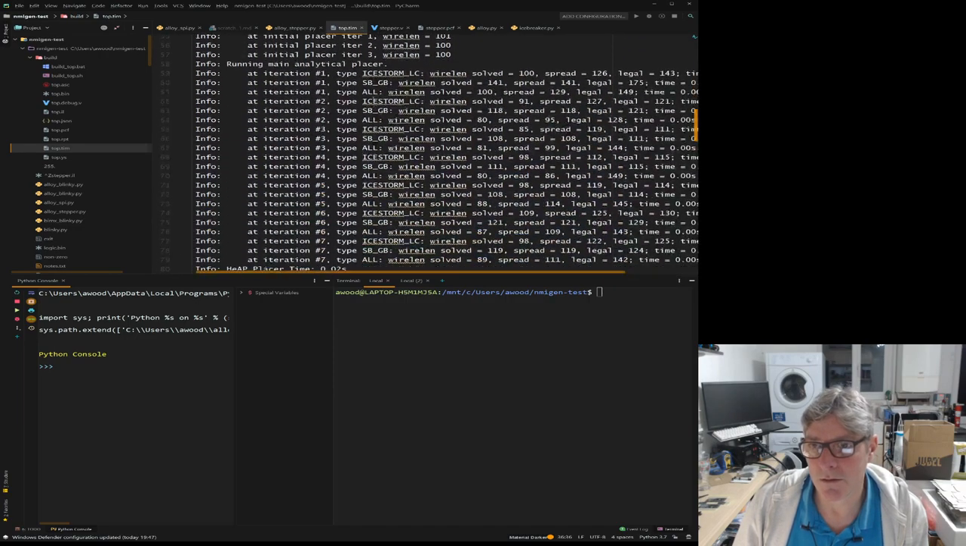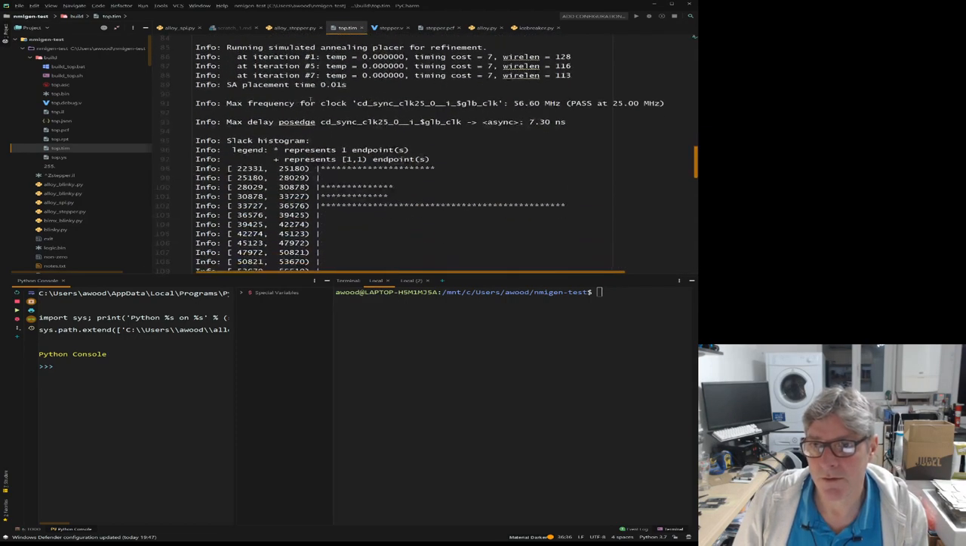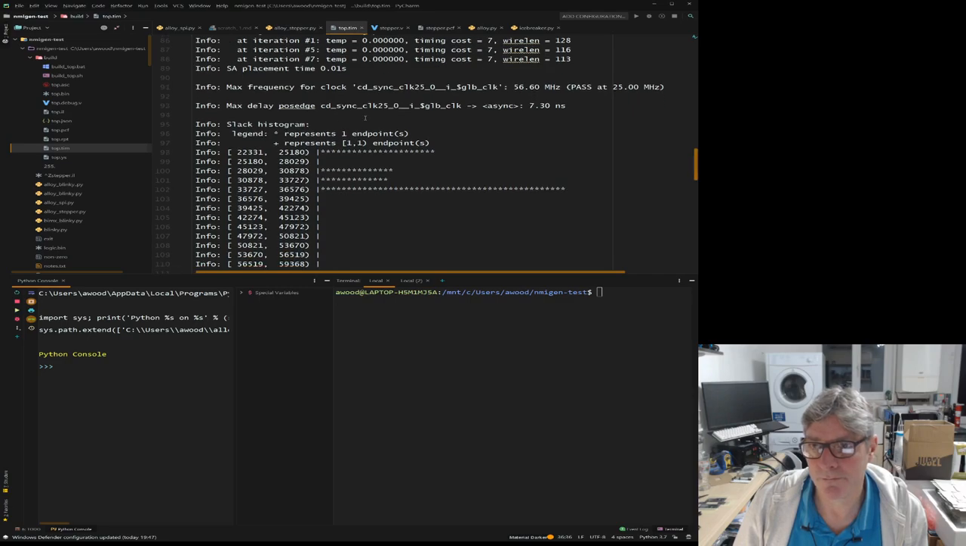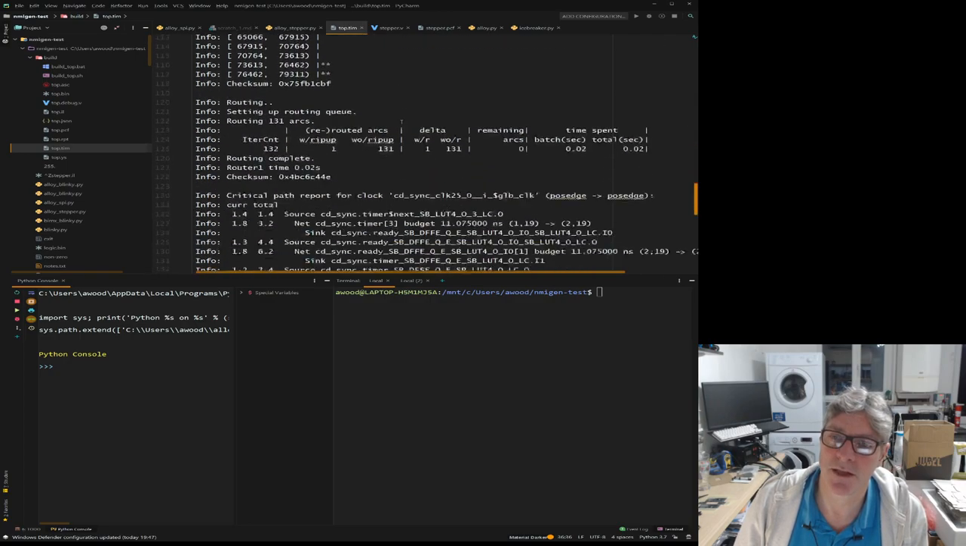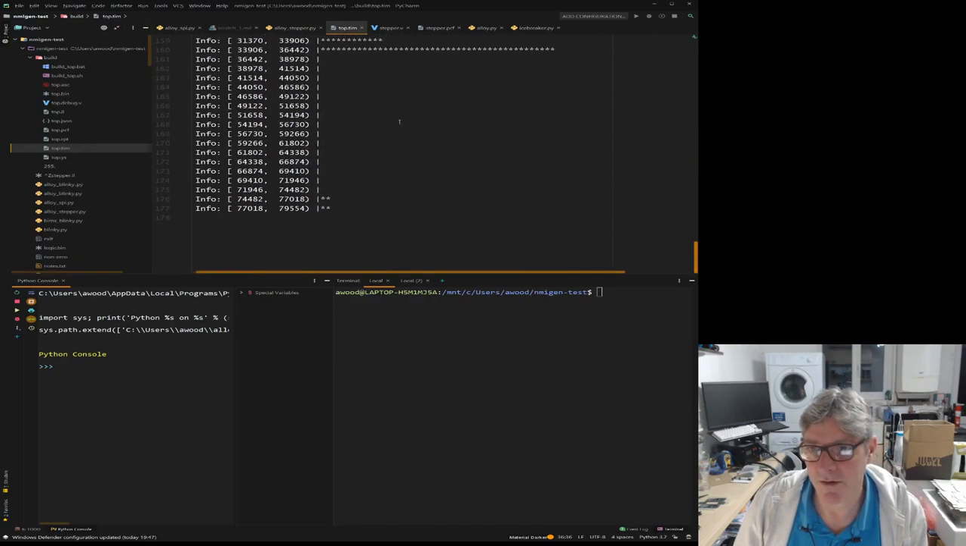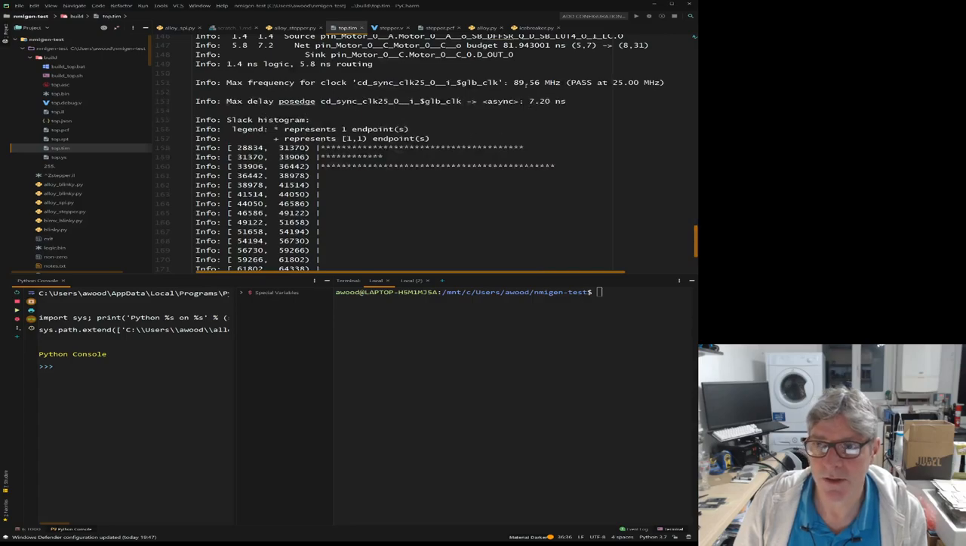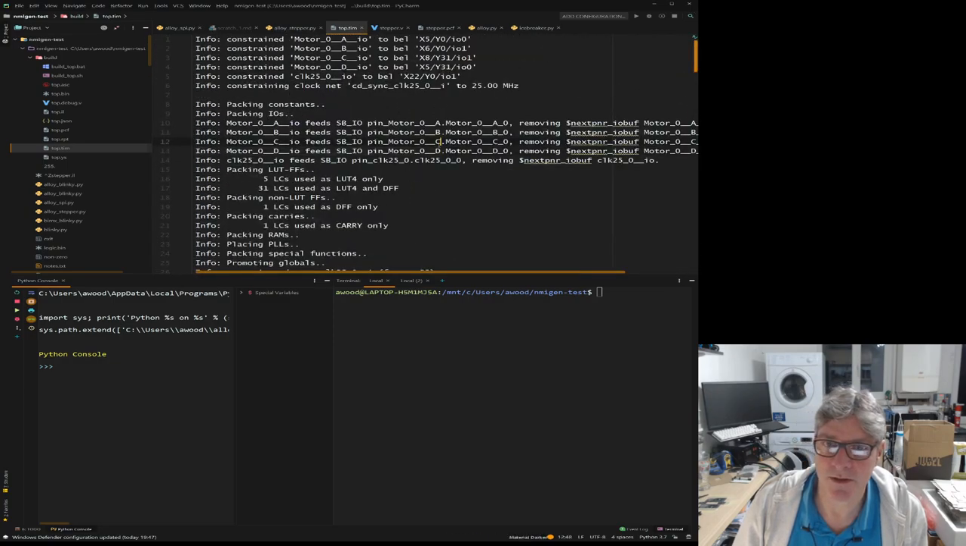It says, if we look at the timing, it's two different options. One says that will run easily at 56.6. But I think if you go down further, one of the alternate ones, we've got to about 90 megahertz. Okay. So just roughly looking at some stats on the timing and usage there.